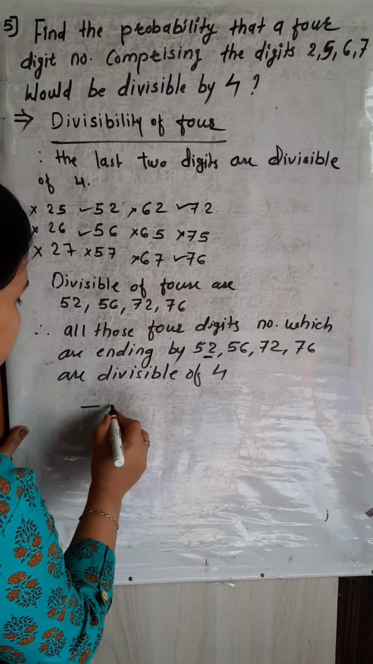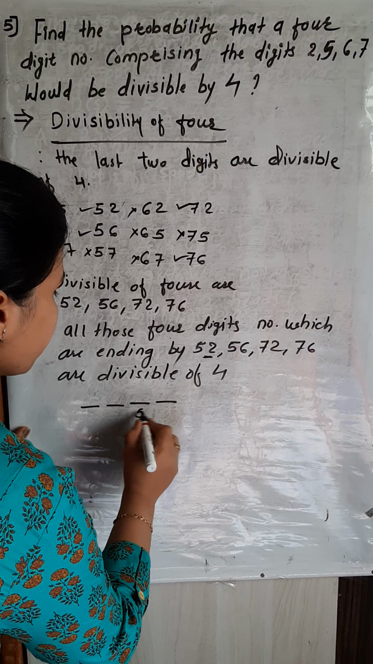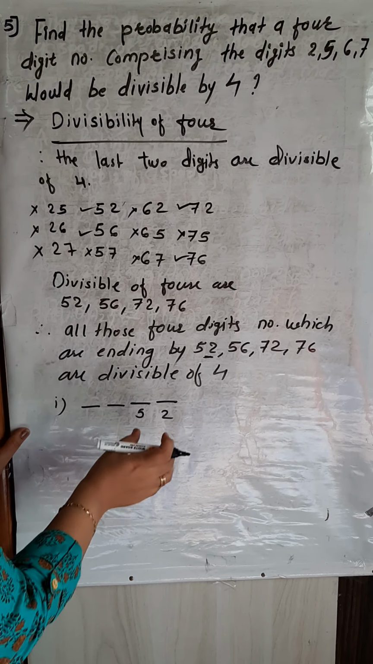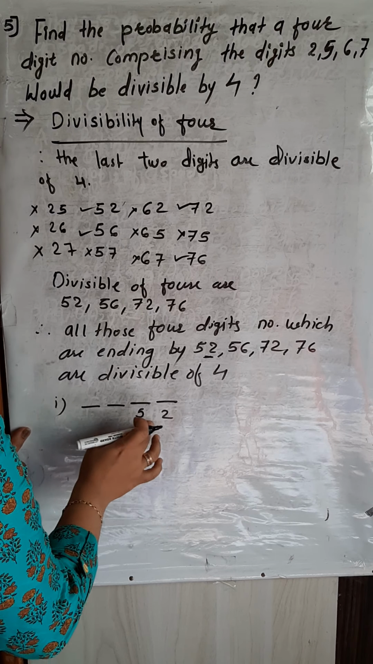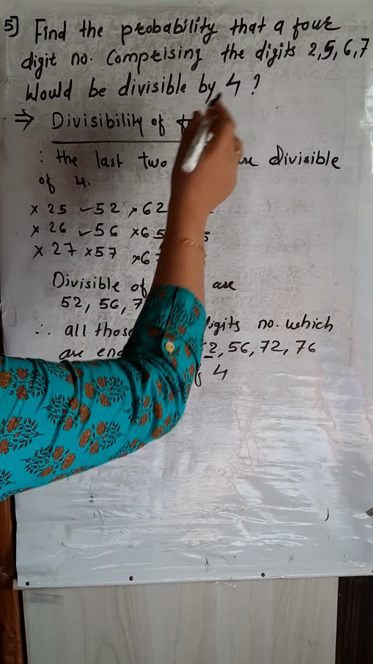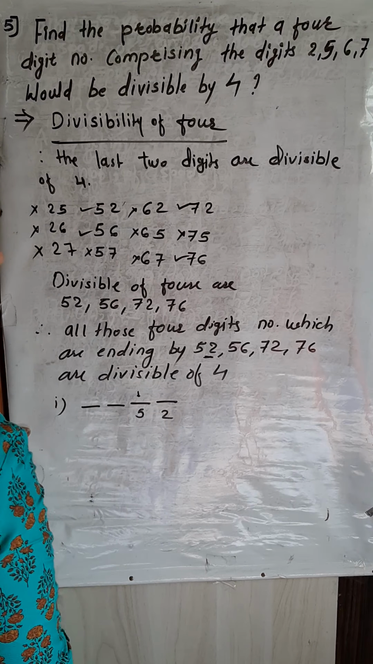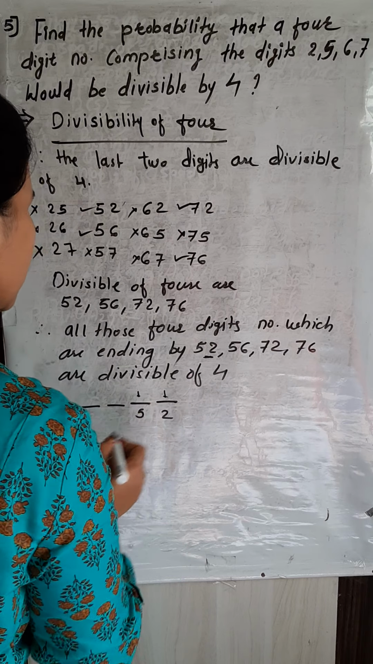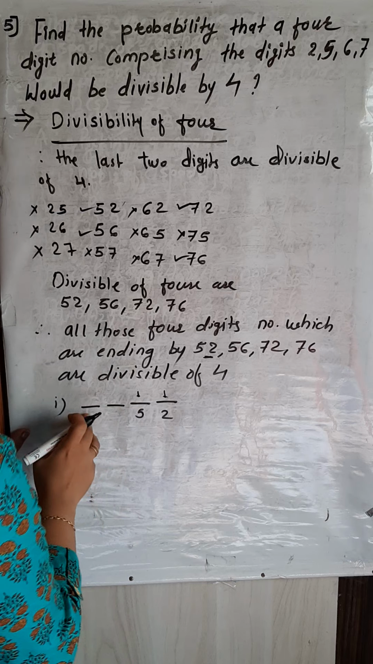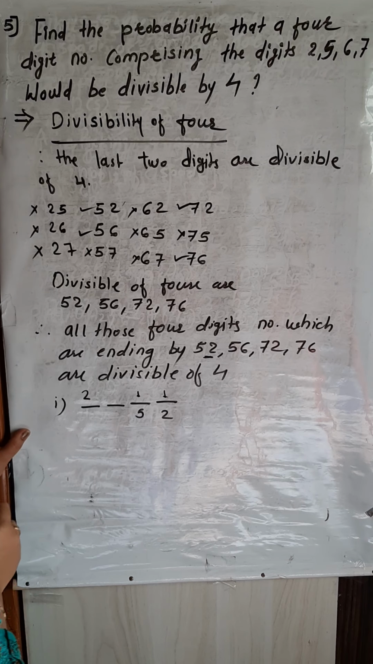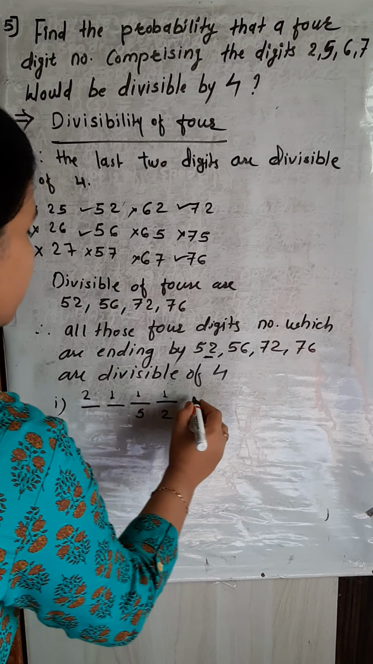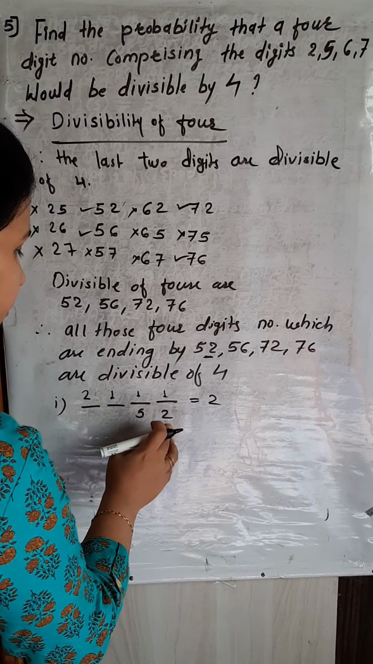Okay, so for that I will make 4 blank spaces, and here I am fixing 5 and 2. In the first case this 4-digit number is ending by 52. Means here for 5 we have one choice only. For 2 there is only one choice, right? Now we have placed 5 and 2. What is remaining? 6 and 7. So for this place there are 2 choices. We can put any one out of 6 and 7. For this place we are having one choice. So 2 into 1 into 1 will give you 2 numbers which are ending by 52.